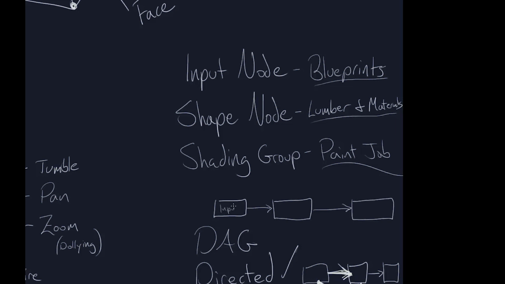The input node feeds its information into the shape node. The shape node then feeds information into the shading group. And there you have it. But there's a fourth node. You might have seen it. It's not connected to anybody.